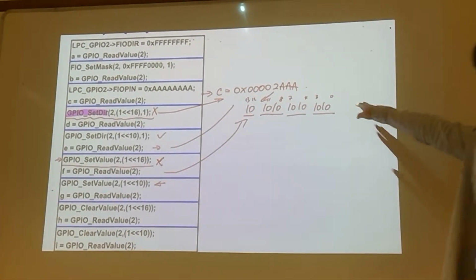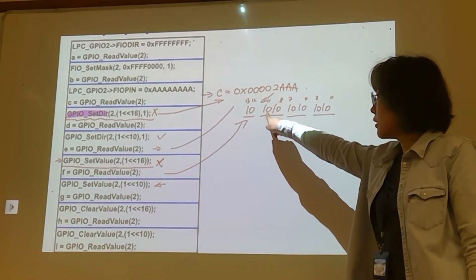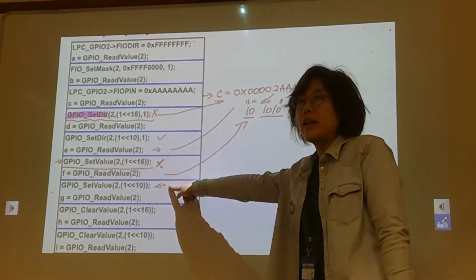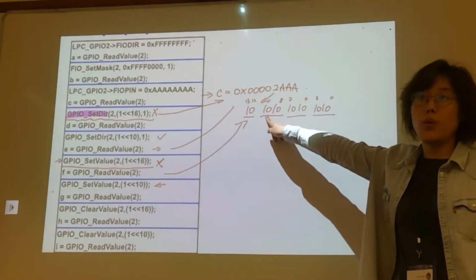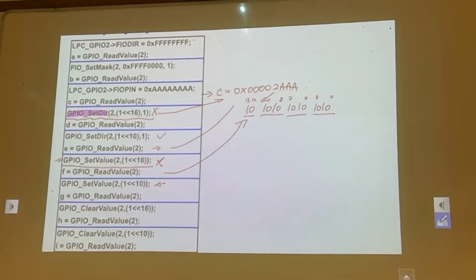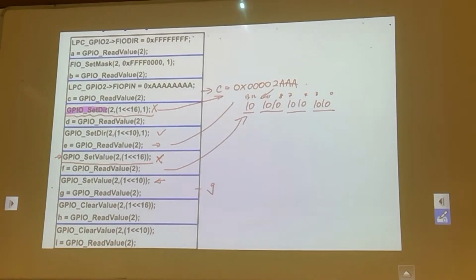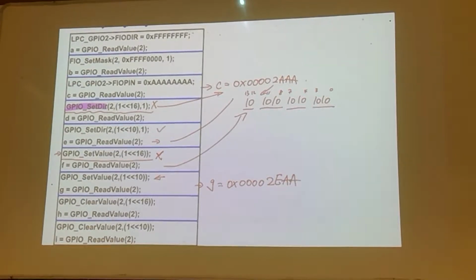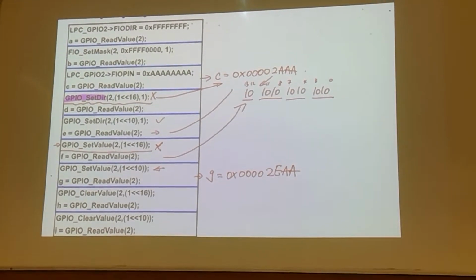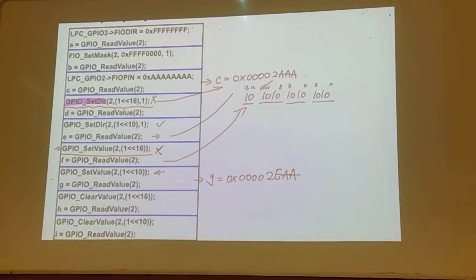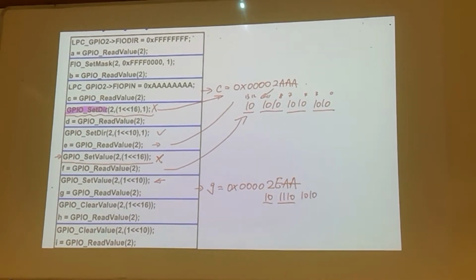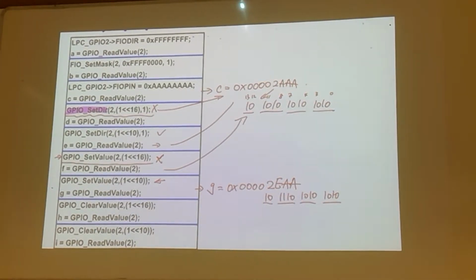What was the output from port 2 pin 10? Where is 10? 0, here, right? So basically, this one can work, and you are changing this one to 1. What do you get? G is, okay, now it becomes 1011 1010 1010 1010. This is your output now.